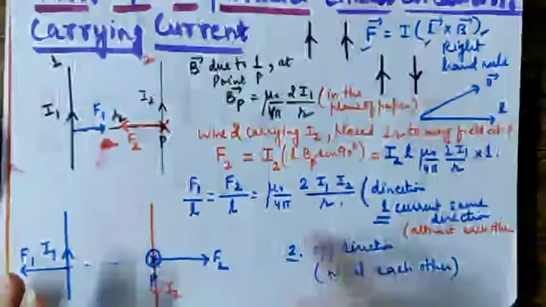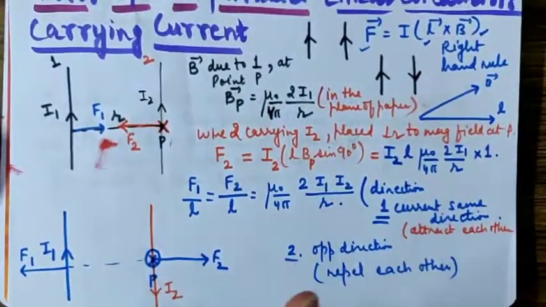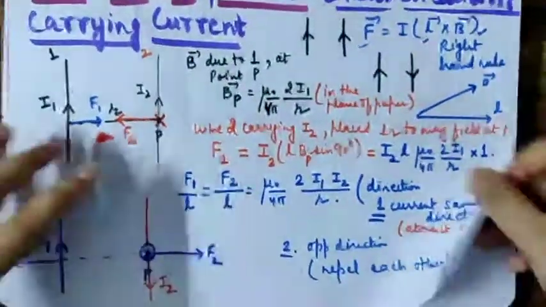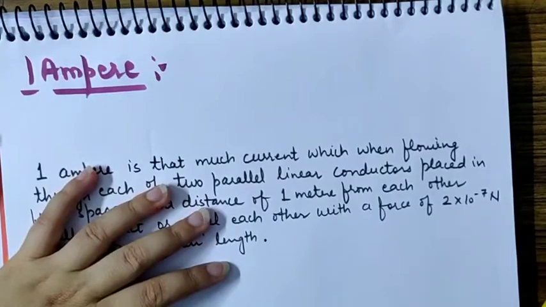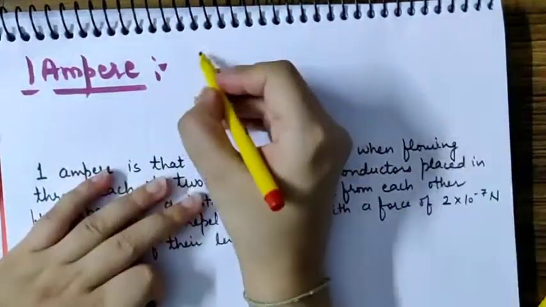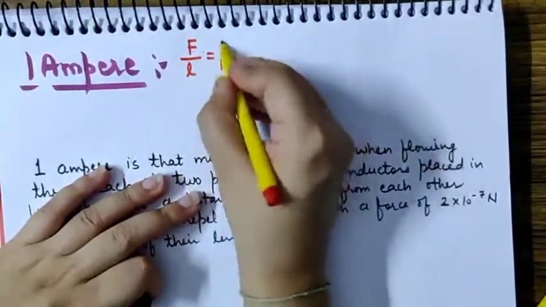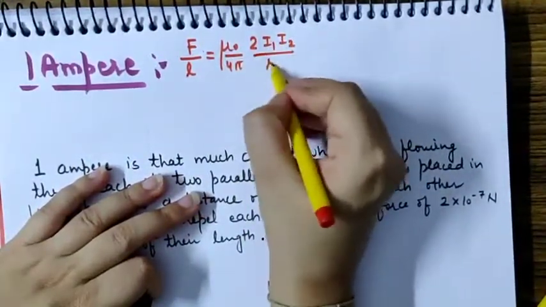So now, using this equation, because finally we have got an equation, we must define 1 ampere, because it is very importantly written in your syllabus. So we'll define 1 ampere using this formula. What is the formula? I'll write the formula again. If two wires are kept parallel to each other and carry current, the force experienced per unit length is given by mu naught upon 4 pi, 2 I1 I2 divided by R.